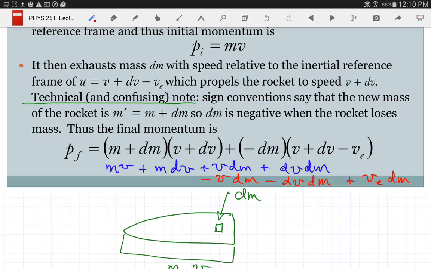So there I've expanded out, and I have to include all of those terms for my momentum final. But from what I've written, you can see, okay, this and this, you probably can't see. These two clearly add to 0. Likewise, these two also clearly add to 0. And so my momentum final is just mv plus mdv plus vedm.